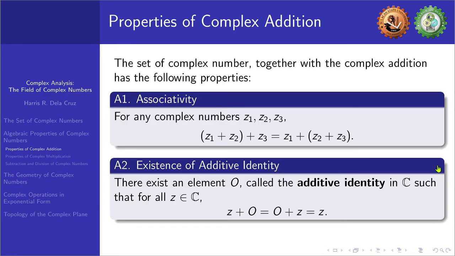The second property, A2, is existence of additive identity. There exists an element O called the identity element in the set of complex numbers such that for all complex numbers C, C plus O is equal to O plus C is equal to C. Later we'll see that O is actually the complex number 0.